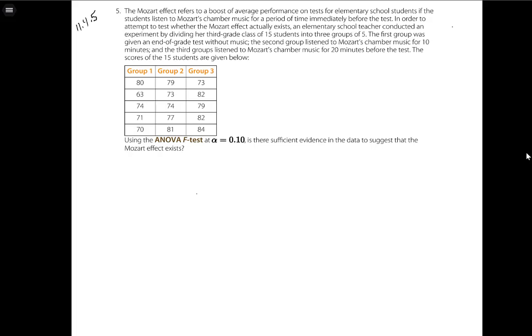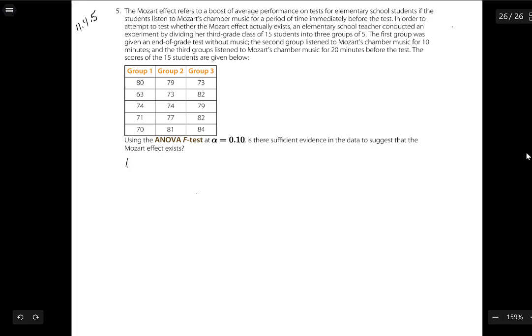Okay, there's the table of the 3 different groups. Using an ANOVA F-test at alpha equals 0.10, is there sufficient evidence in the data to suggest that the Mozart effect exists? So our level of significance is 0.1. Let's look to see what we're going to do here. So we're doing an ANOVA F test, which means we're doing hypothesis testing. So we have the normal set of 5 steps.